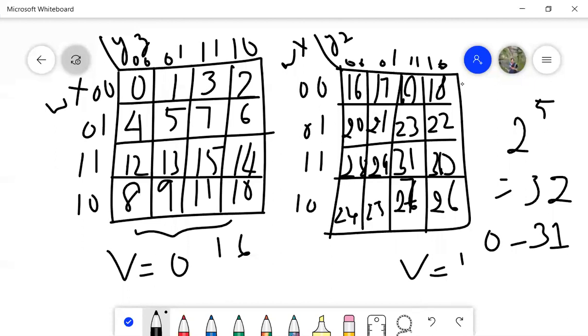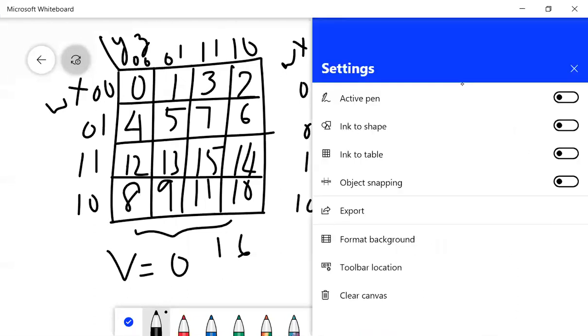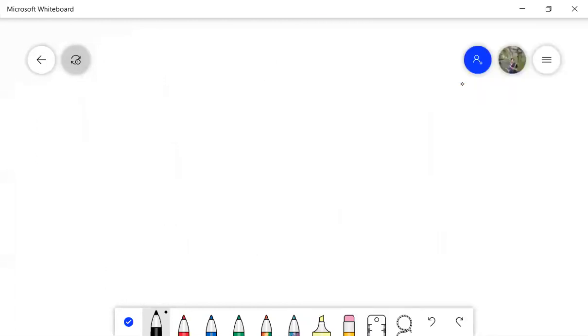Now we have to solve the problems using this K-map. So let us solve the problems. Note down the K-map so that we can solve the problems. This is the representation of a 5-variable K-map. Now let us solve the problem.